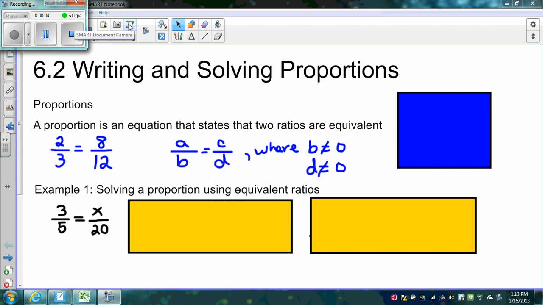This lesson is 6.2 on writing and solving proportions. So a proportion is an equation that states that two ratios are equivalent. So for example, 2/3 is equal to 8/12. This would be a proportion because we're saying they're equal to one another. Or in algebraic terms, a/b equals c/d, but b and d are not 0.